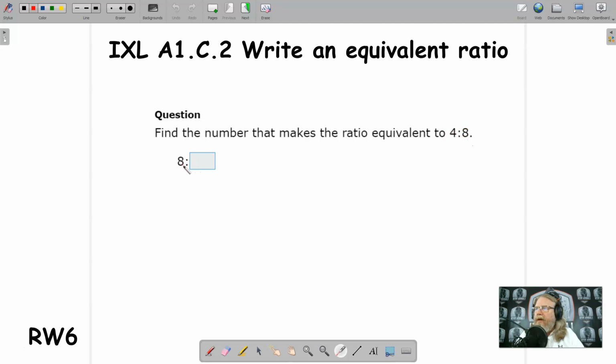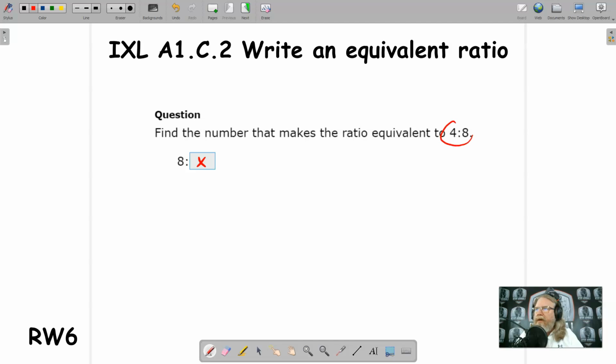So we need to know, if 8 is our first number, what number needs to go in the blank for these two ratios to be equivalent. So 4 to 8 is equivalent to 8 to blank. Well, one thing that we remember is that ratios can be represented as fractions. So let's use that strategy of representing ratios as fractions, and then we'll just put an X for the value of whatever's missing. We'll set it up that way.